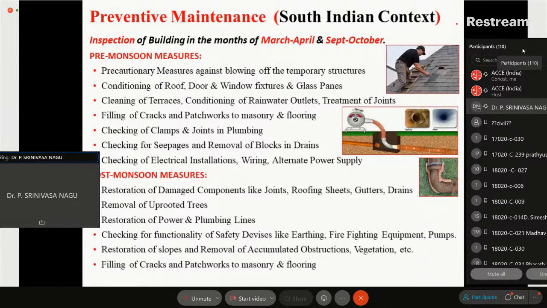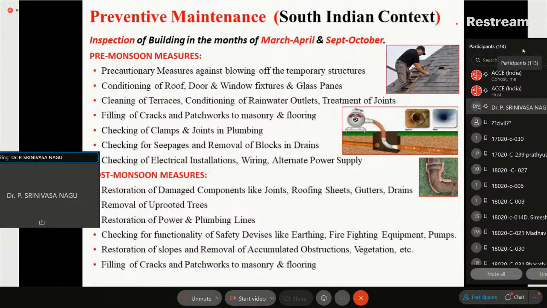See, before the rains, we should check for good earthing. We should check for good earthing. This is very important and often neglected. Okay, right? So you check the voltage between neutral and earth, whether it is some 6 volts or more than that. If it is, you have to take care of it. There are methods for that, right? And then post-monsoon measures. Once the monsoon is over, you have to take care of your house.